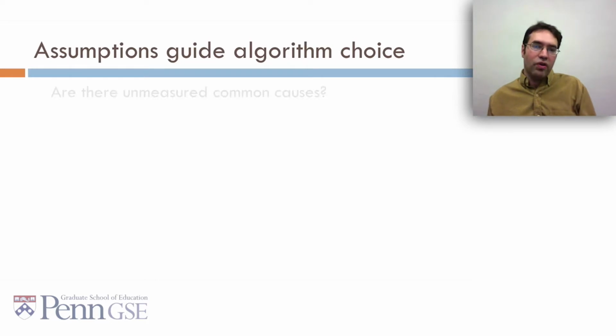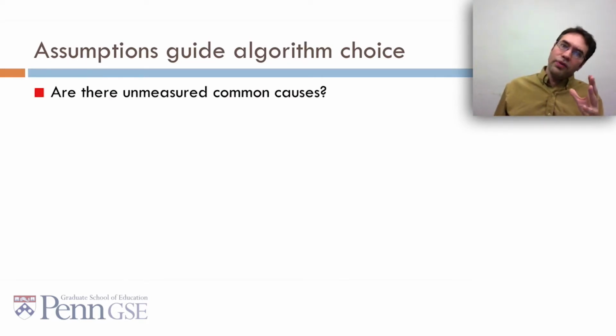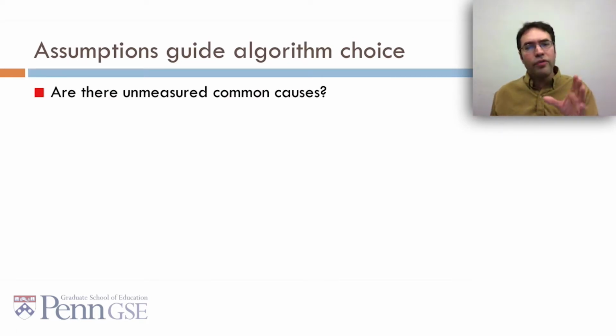These assumptions guide the algorithm choice. For example, perhaps there are unmeasured common causes. Perhaps doing poorly on the quizzes and having to retry them, and doing poorly on the exam don't have anything to do with the student, but simply have to do with a terrible instructor who can't write assignments or exams.